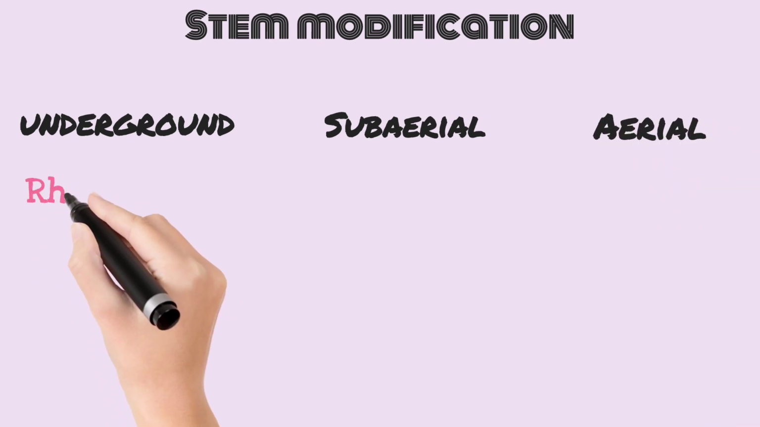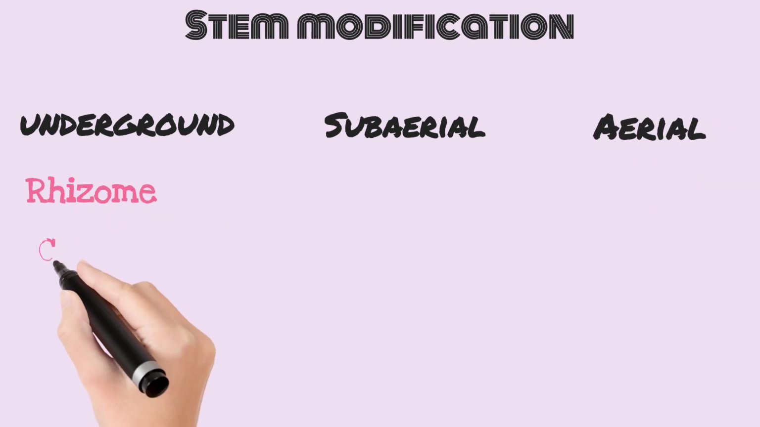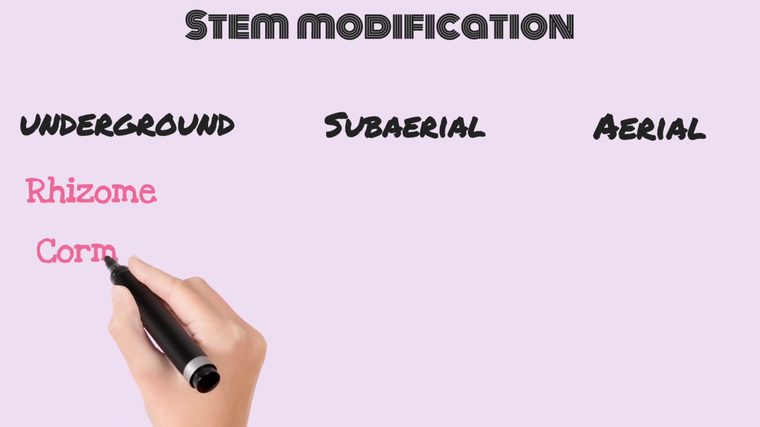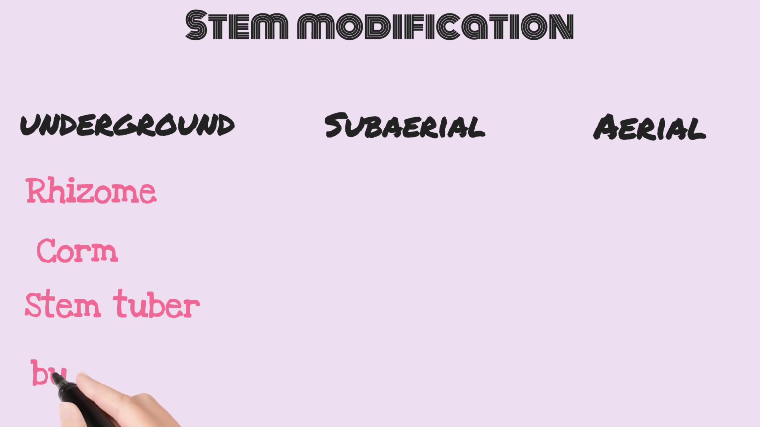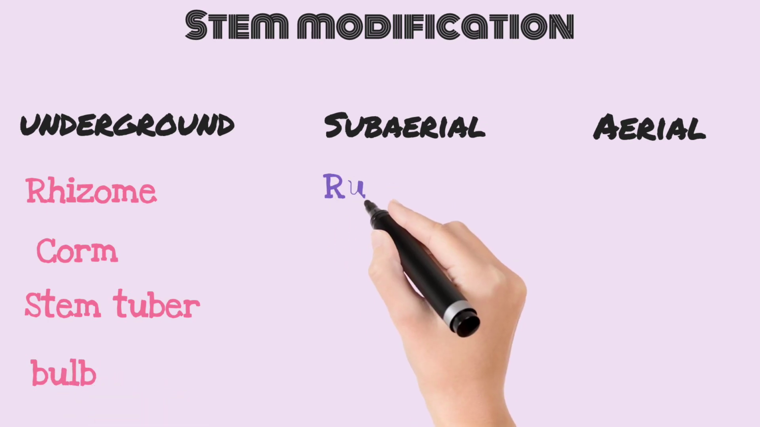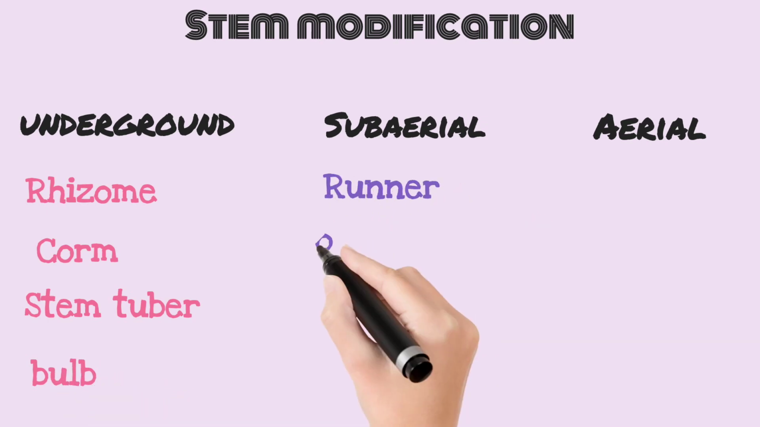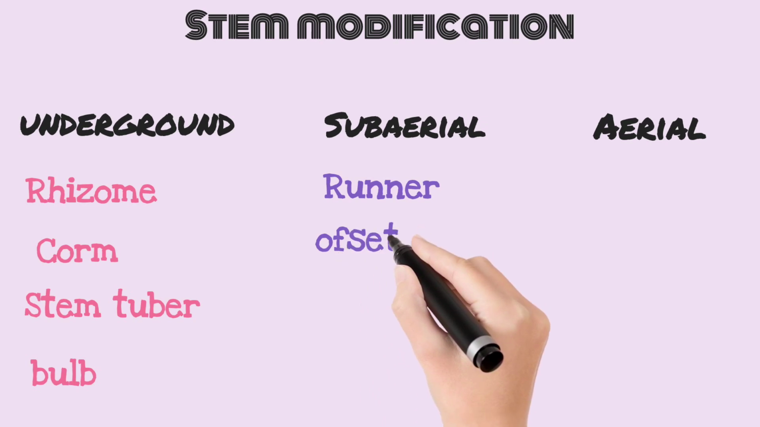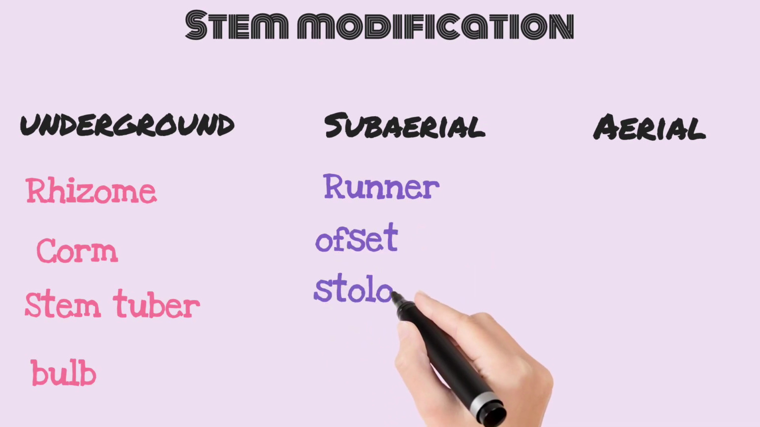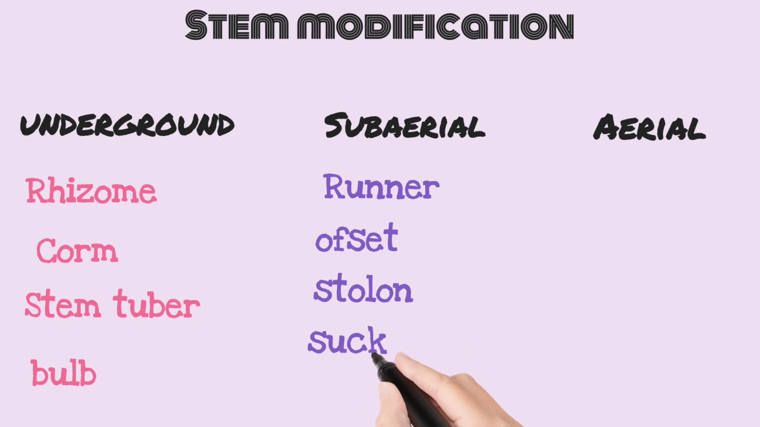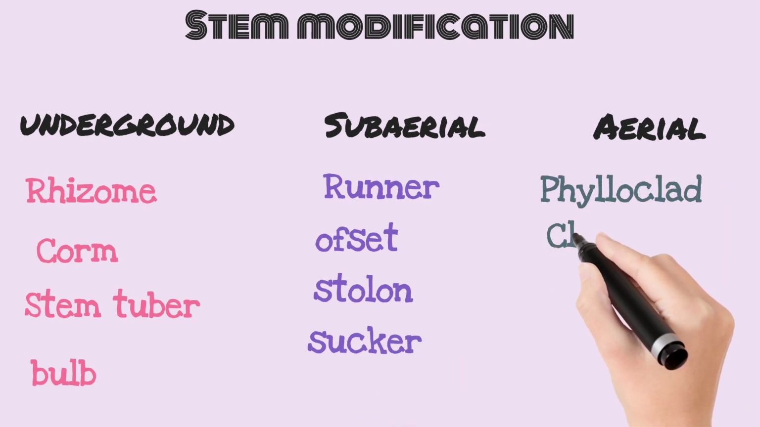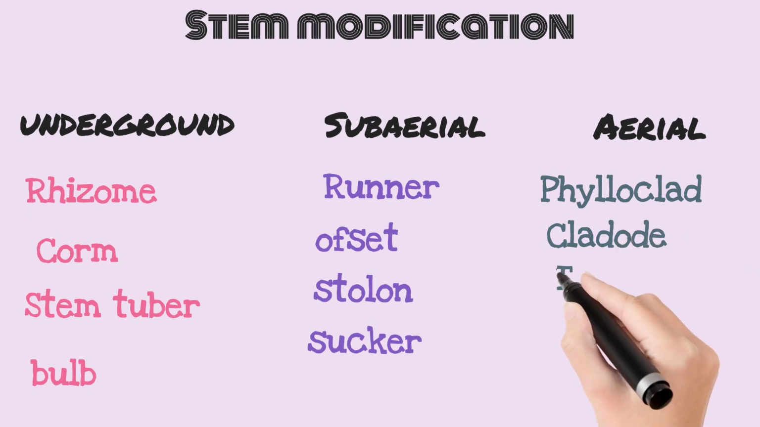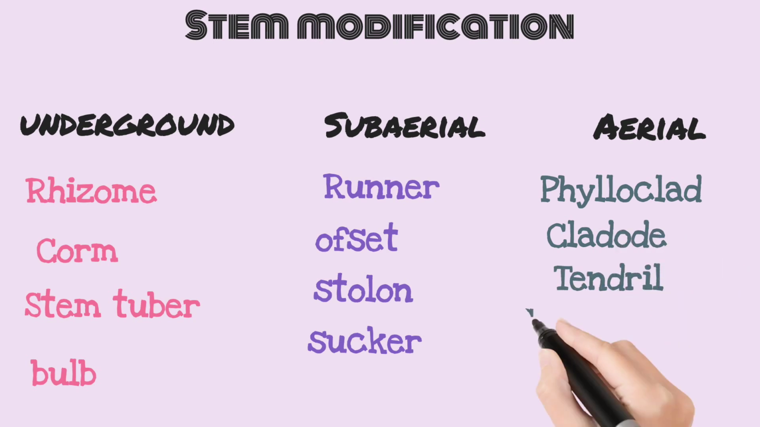Underground is divided into rhizome, corm, stem tuber, bulb. Trick to remember: underground is SCRB, scrub. Subaerial is divided into runner, offset, stolon, sucker. Trick to remember: subaerial is ROS, rose. Aerial is divided into phylloclad, cladode, tendrils, stem thorns, bulbil, twiners, lianas.